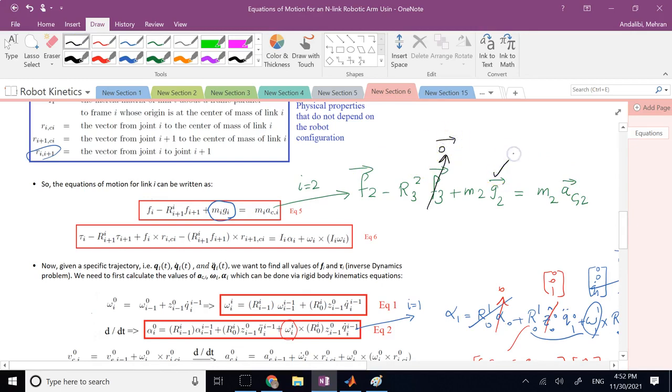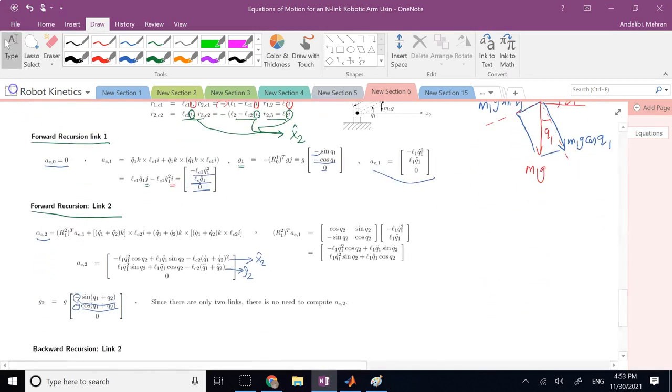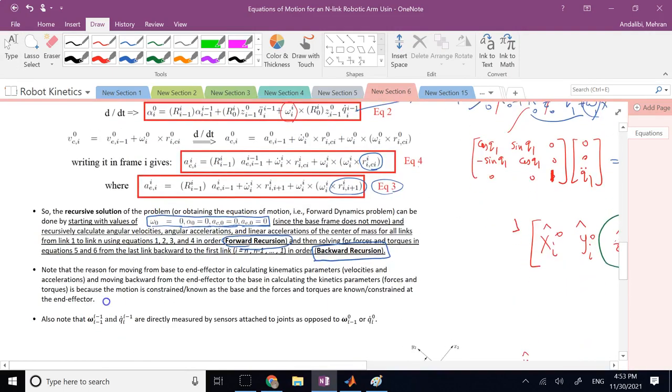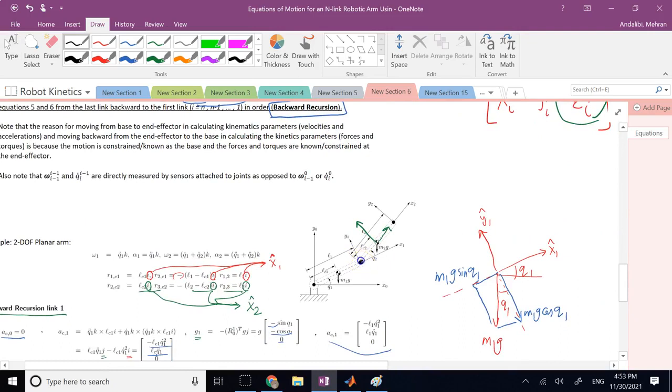G2 is already calculated. AC2 is already calculated in the recursions for the forward recursion of link 2. So if you take this term to the left-hand side, it becomes F2 equals M2 AC2 minus M2 G2, and that is again exactly what you can see over here. This is the reaction force at pin number 2, which is basically this point here. This is the force that member 1 applied to member 2, or member 2 applies back to member 1.